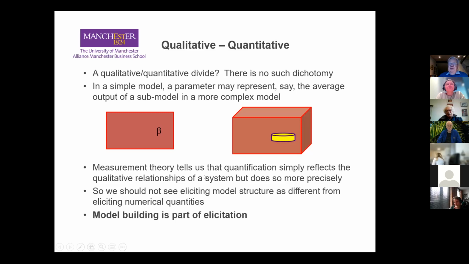And in fact, measurement theory, a subject that was popular in the 70s and 80s, has died away, but tells us quantification depends on, or reflects qualitative representations in the system, but simply does so more precisely. There's no dichotomy, there's a gradual gradation of increasing precision. So we should not see eliciting model structure as different from eliciting numerical quantities. They're part of the same process, and yet we often separate them.